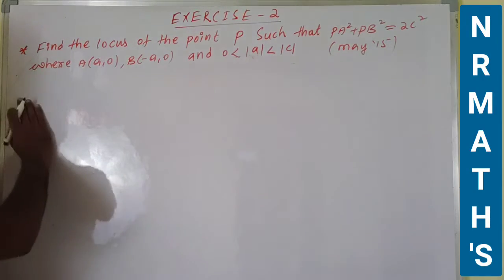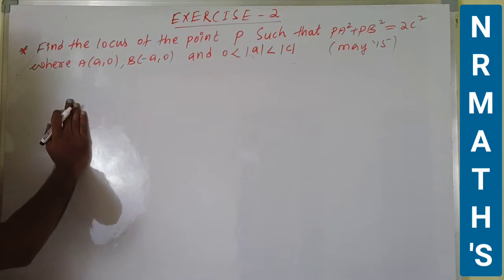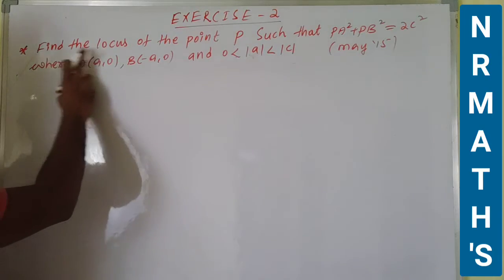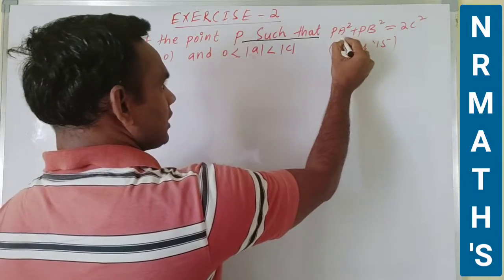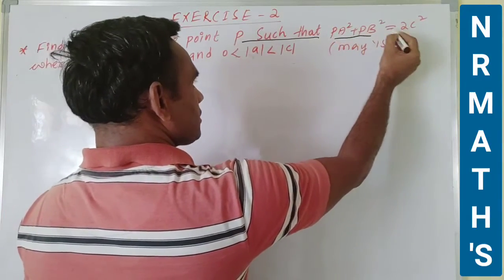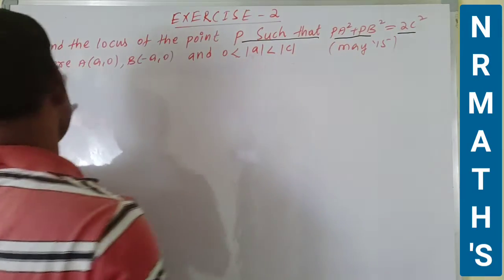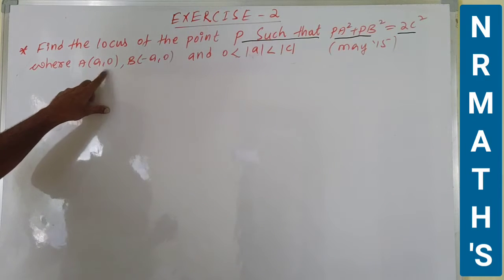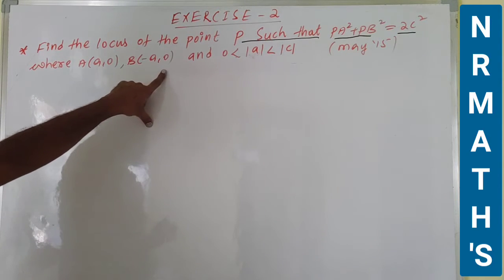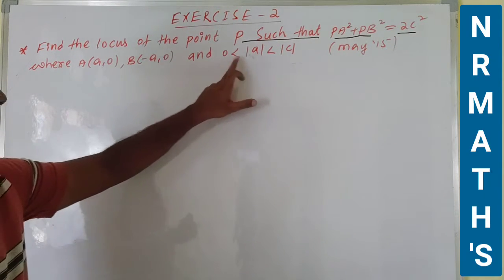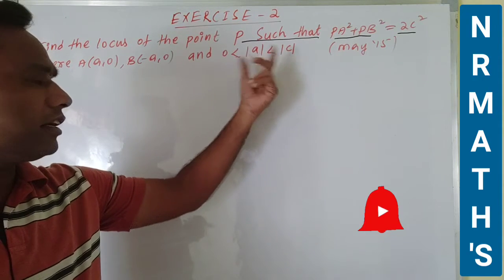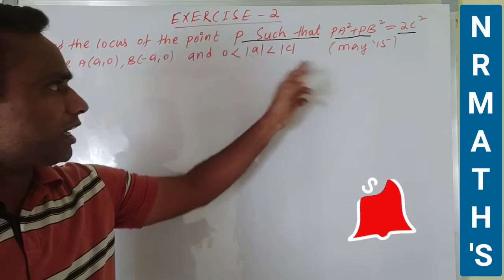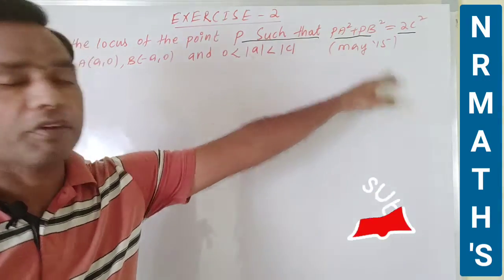Next one, look here. It is also a 4 marks, most important question. Find the locus of the point P such that, the given condition, PA square plus PB square is equal to 2C square, where A is (A, 0), B is (minus A, 0), and 0 is less than mod A is less than mod C. It means A and C are positive numbers, and it came in May 15.